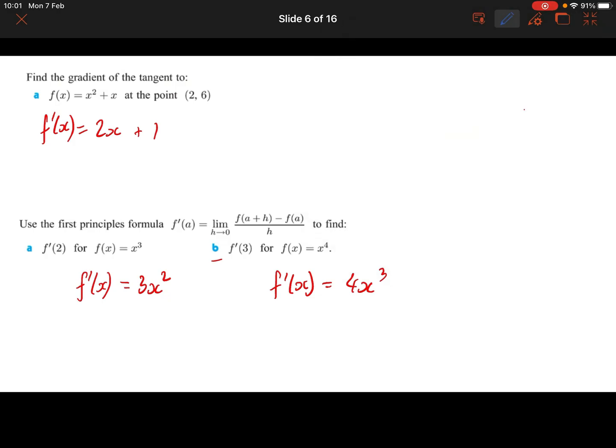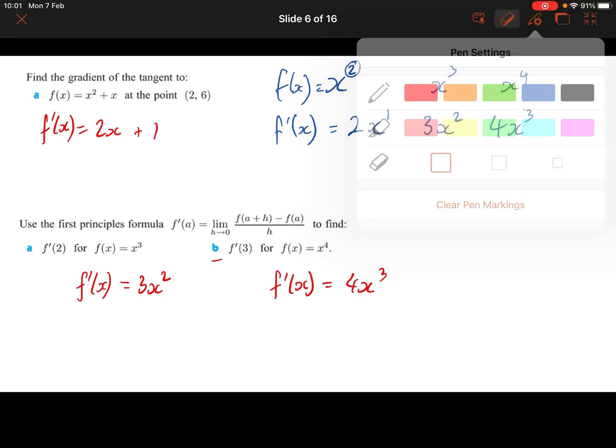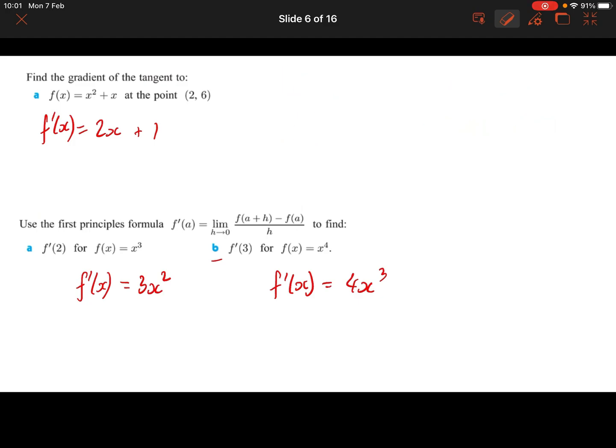But it's pretty easy. So I've got x squared here. If this is f of x, to find the gradient function, all I need to do is take the power and multiply it by the coefficient, which is 1, so it's going to become 2, and then drop the power by 1. x cubed becomes: multiply by the coefficient and drop the power by 1. x to the power of 4: multiply by the coefficient and drop the power by 1. Okay, so there is a rule we can follow. It's called the power rule. It's a very simple rule to follow.